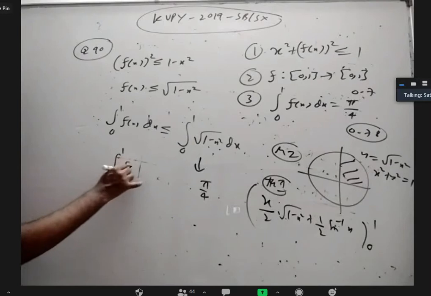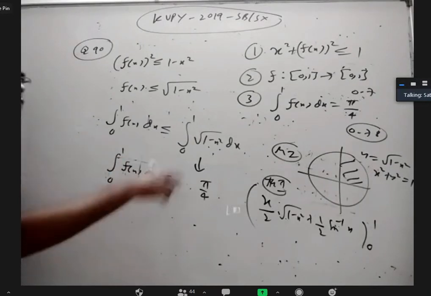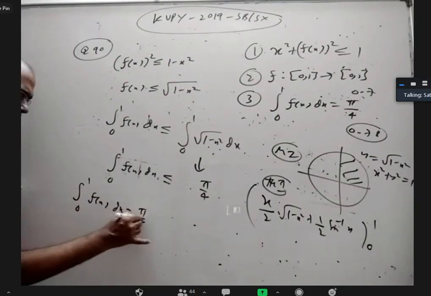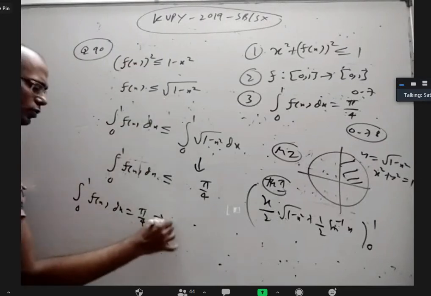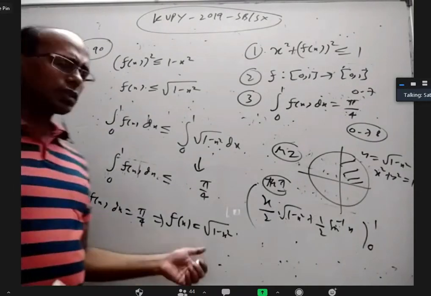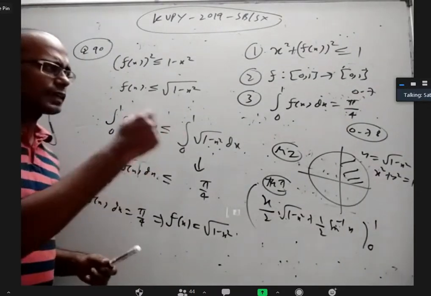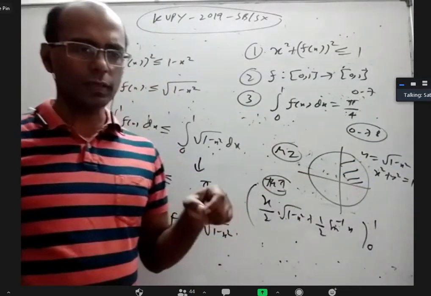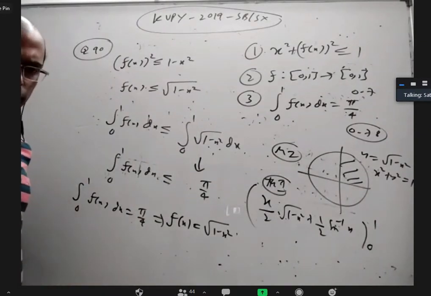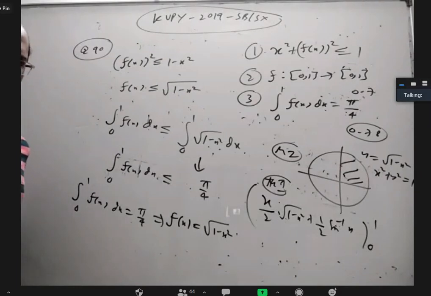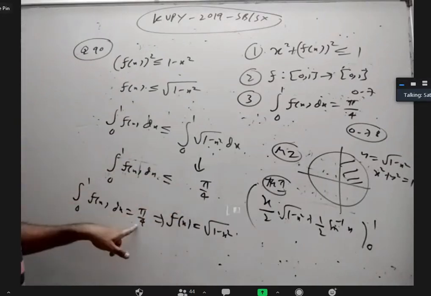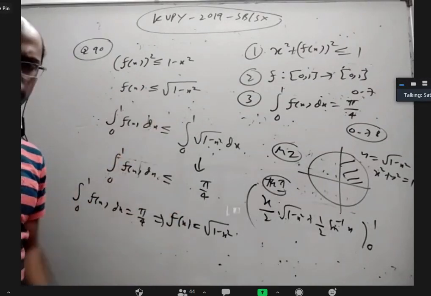So integral 0 to 1 f of x dx is actually less than or equal to pi by 4, but in the question they gave equal to pi by 4. So integral 0 to 1 f of x dx equal to pi by 4 implies f of x must be equal to root 1 minus x square. That is because it's a continuous function. If it is not continuous, at least at 1 or 2 points it can come down, it can be missing. But it is continuous, so it has to be equal to that one. Anybody has any objection so far? Main point is from here to here applying integral 0 to 1 and proving that this maximum value pi by 4 is possible when this is equal to this. That is this.